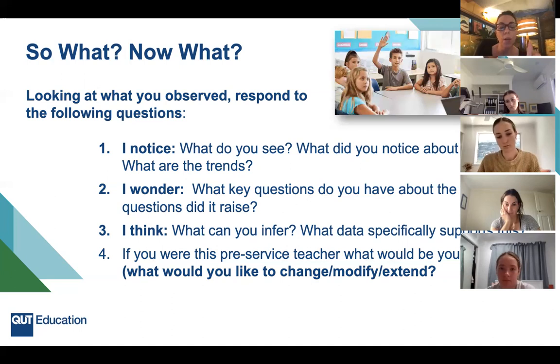So if you were this pre-service teacher and we've made some inferences about the data that we've collected, what would you like to change, modify, or extend? Any thoughts?